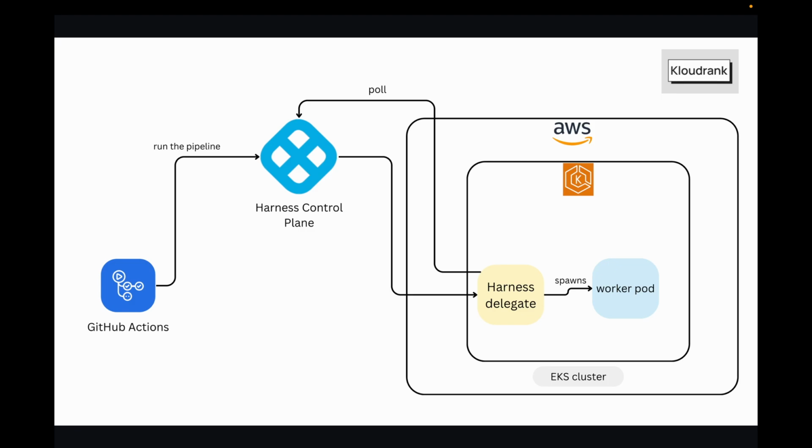Delegates are long-running agents that you deploy in your own Kubernetes cluster. They continuously poll Harness and ask, hey, is there any work for me? When a task matches, the delegate picks it up. The delegate doesn't run Tofu directly either. It spawns an ephemeral worker pod, which is just a short-lived container that exists only for the duration of this pipeline run. When it's done, the pod is destroyed.